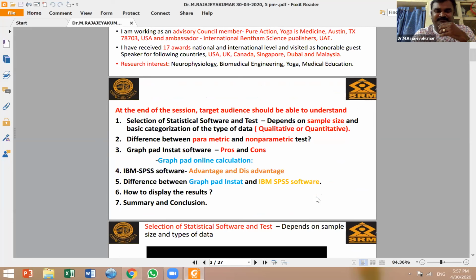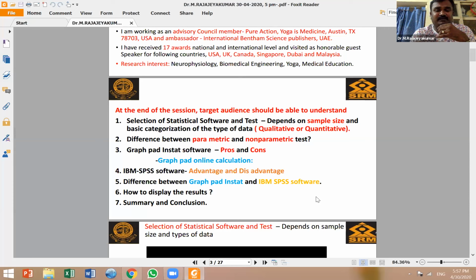Okay, fine. At the end of the session, the target audience will be able to understand the selection of different statistical software and tests, how we are going to select them based on what parameters, particularly sample size and type of data, whether the data is qualitative or quantitative. I think most of you are aware of qualitative and quantitative. Anyway, I will discuss it in the slides. Then the difference between parametric test and non-parametric test is very important.